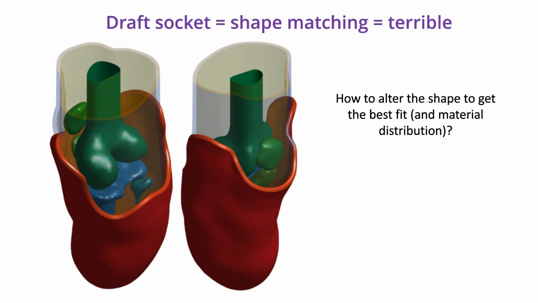You would like to tighten your laces in certain places, or like when you use your fingers to go across your shoe and tighten it more in different places. That's kind of what needs to happen with this socket still. This socket is just shape matching, so that's bad. So how do we alter the shape to get the best fit? And also, instead of rigid, maybe we need a material distribution, like some soft rubber in some places and some harder materials in other places.